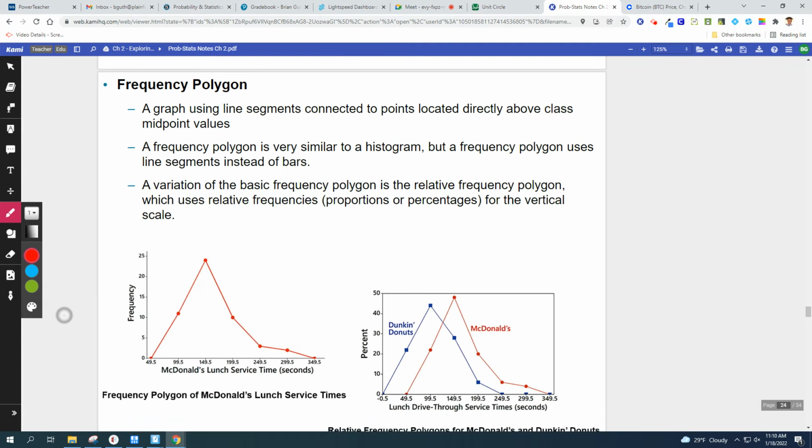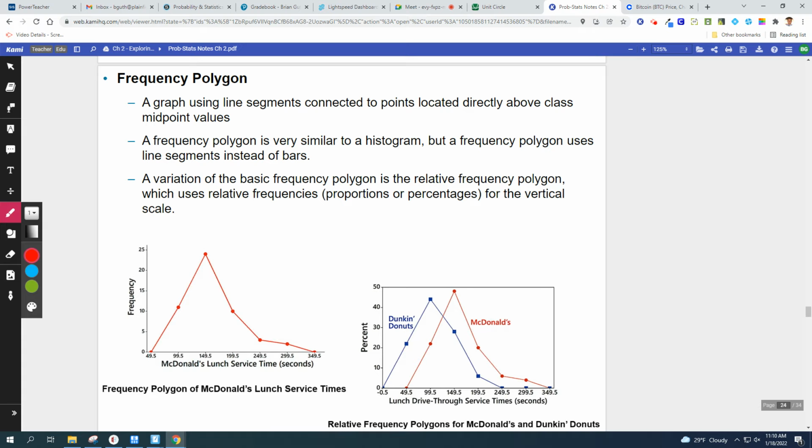Frequency polygon. A graph using line segments connected to points located directly above class midpoint values. I think that's really hard to read. All right, so let's read it again. A graph using line segments connected to points located directly above class midpoint values. If you're like me, that's really hard to understand, and it's hard to make heads or tails of that. And so when you're talking about a frequency polygon, you have to go back and think about the frequency distribution.